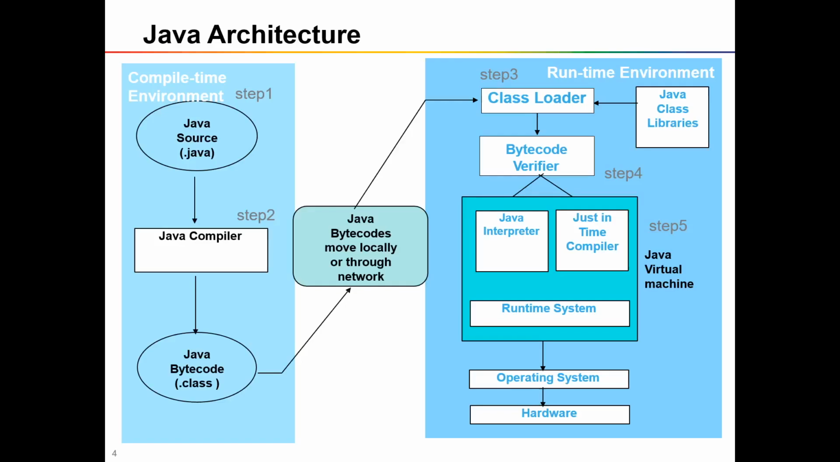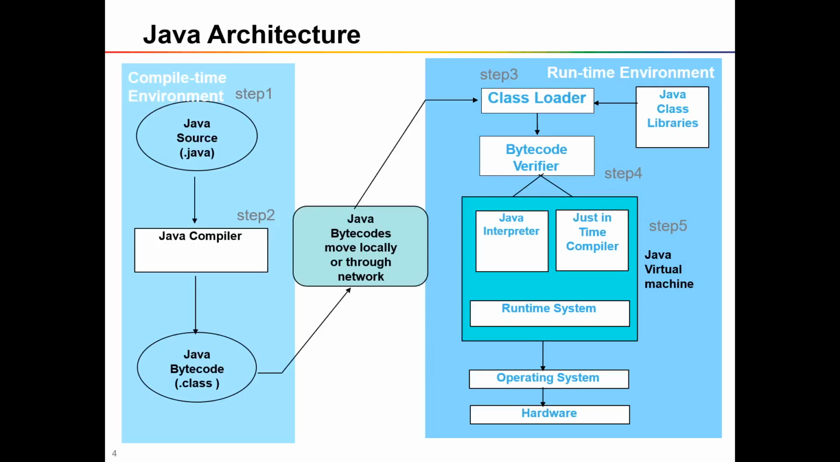Inside the runtime environment, we have a class loader which is going to load our class files as well as the built-in classes. Then there is a bytecode verifier that is meant for checking the bytecodes. Then there is the Java virtual machine, which we call JVM. Once again, JVM is software which contains a Java interpreter, a just-in-time compiler and the runtime system.